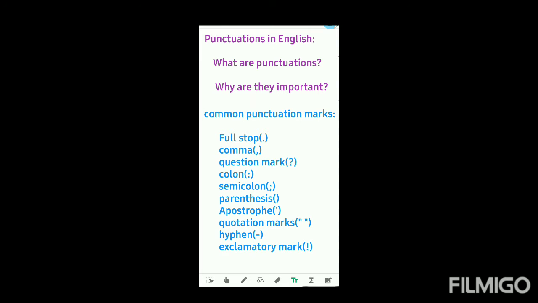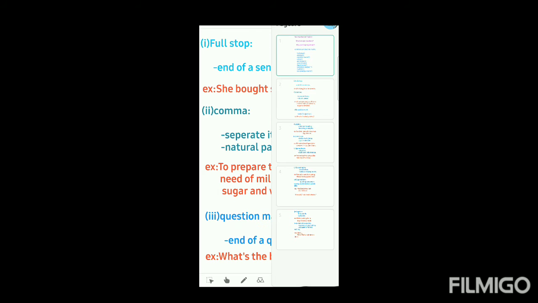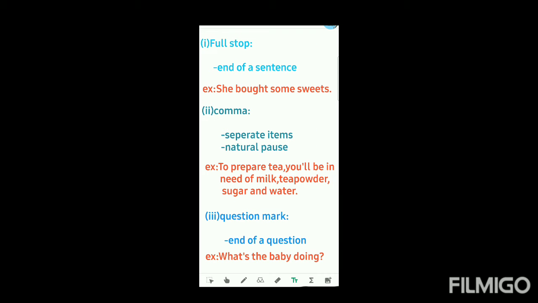So now we'll get to know about what the full stop is. Full stop is the most commonly used punctuation by everybody in English, and it indicates the end of a sentence. Example, she bought some sweets. So this is a common statement sentence, and here we have a subject, verb, and also an object. And now our sentence is completed, and it is also giving the proper meaning.